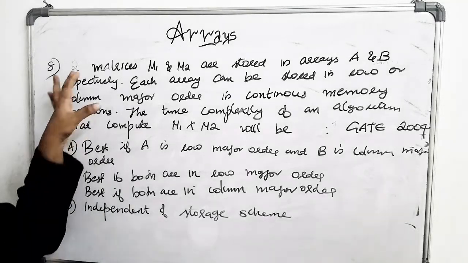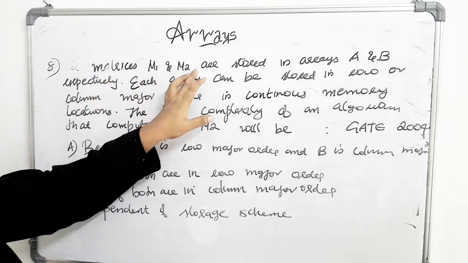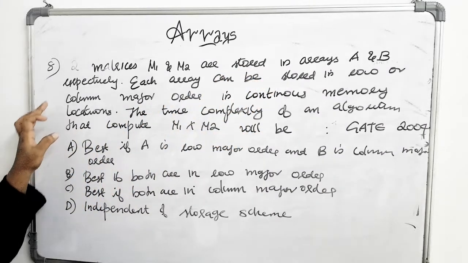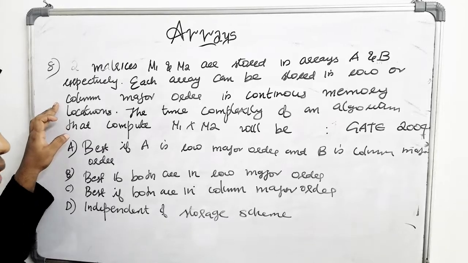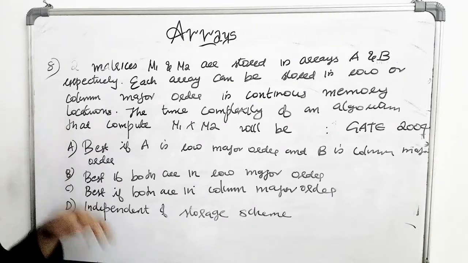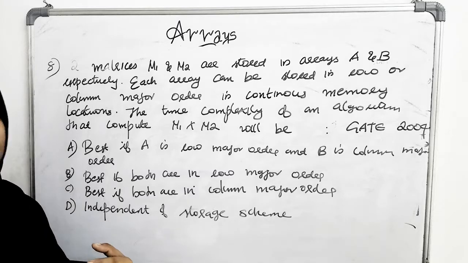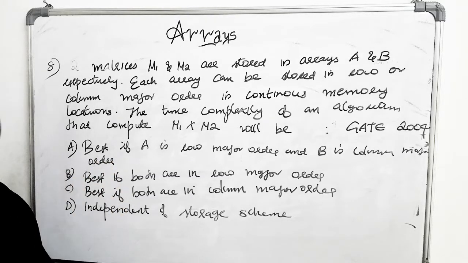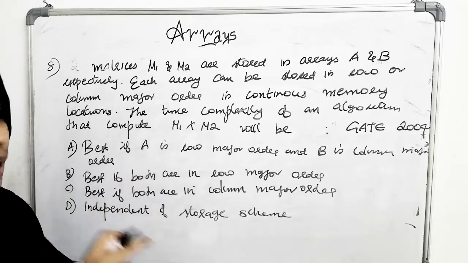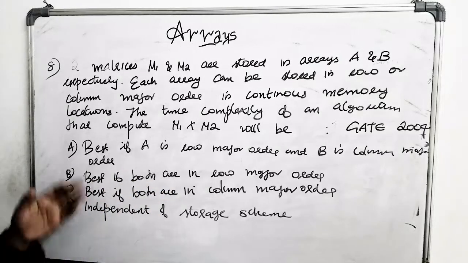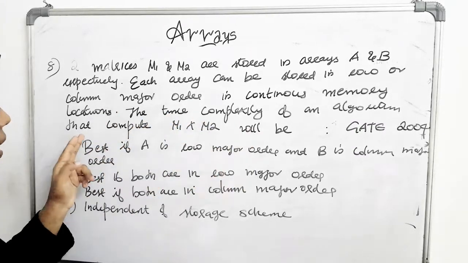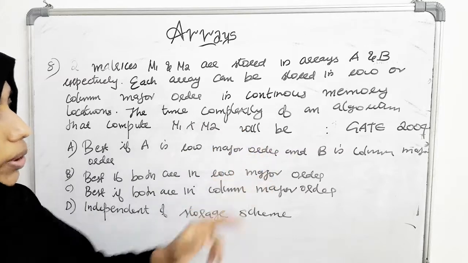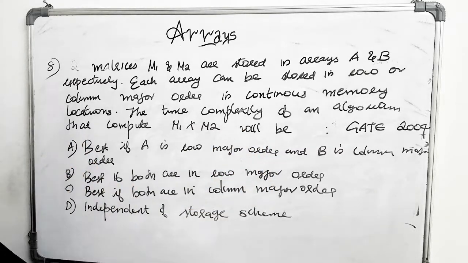So here is our next question. Two matrices M1 and M2 are stored in arrays A and B respectively. Each array can be stored in row or column major order in continuous memory locations. That is, column major order means we will be reading the elements column by column. Row major order means we will be processing the elements row by row. The time complexity of an algorithm that computes M1 into M2 will be. You have to choose from the options.